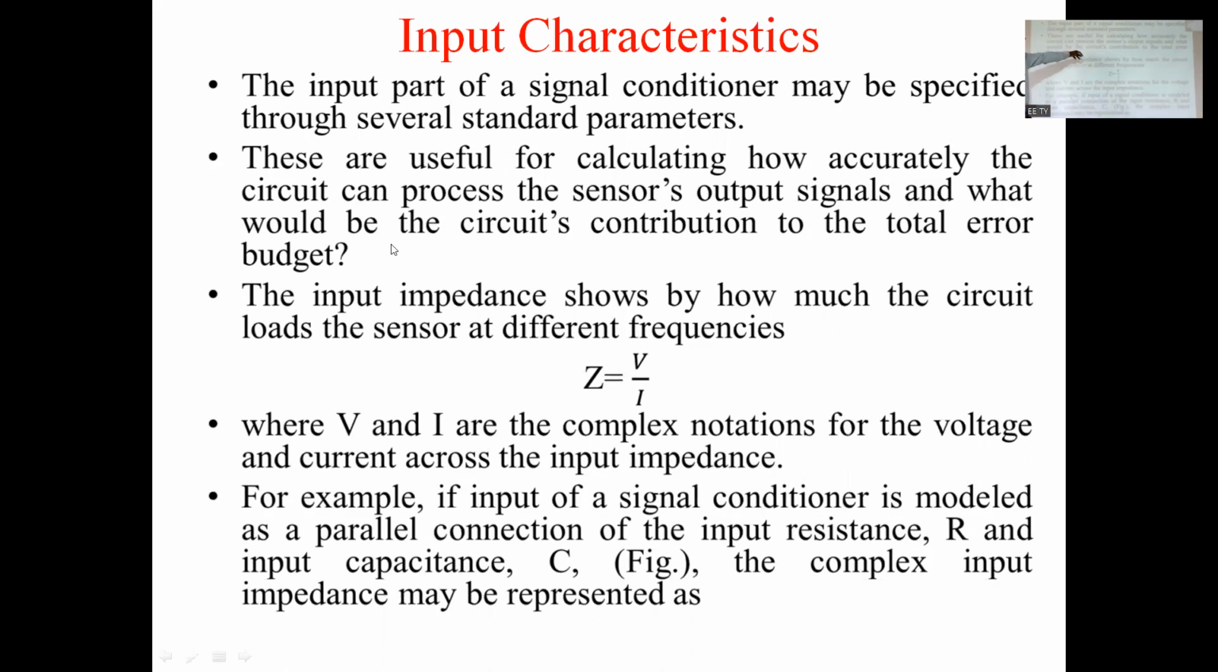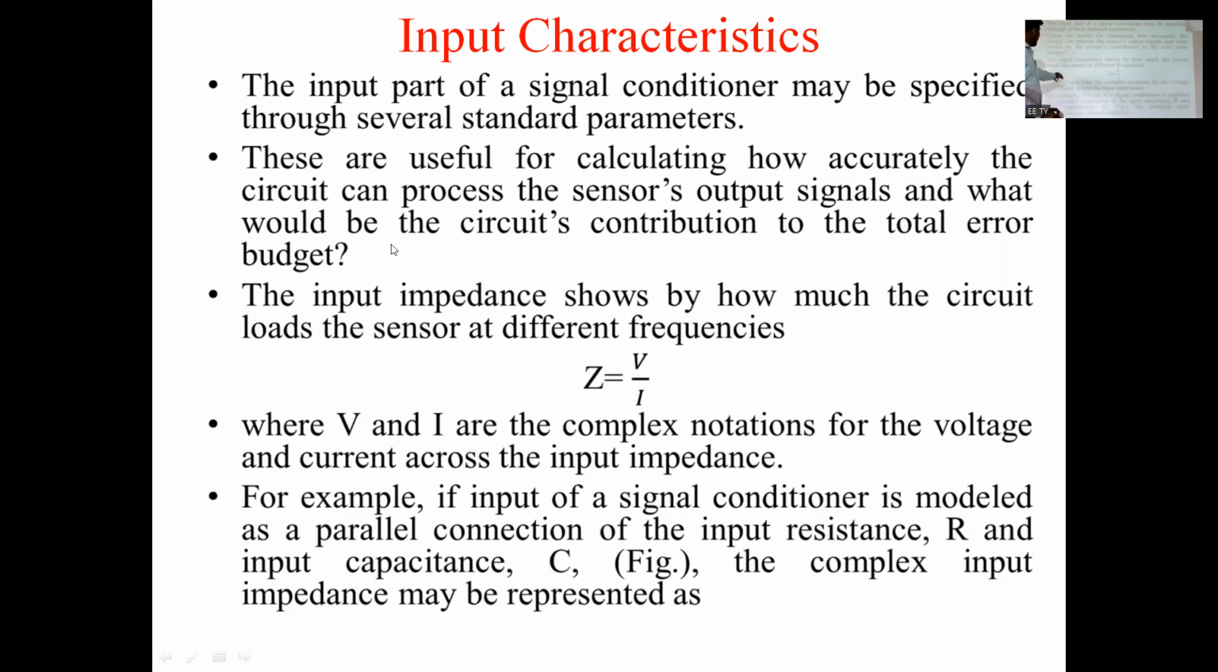So how much is the contribution of that circuit in that system to reduce the total error budget, okay, total error किंवा error reduce करण्यासाठी त्याचं काय contribution असतं. So this will be understood by using input characteristics. The input impedance shows by how much the circuit loads the sensor at a different frequency.